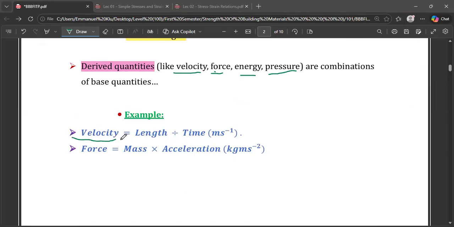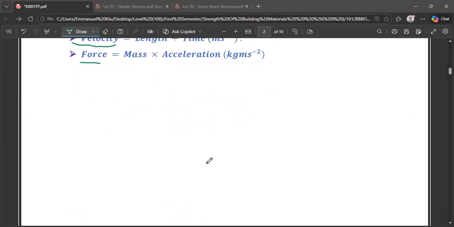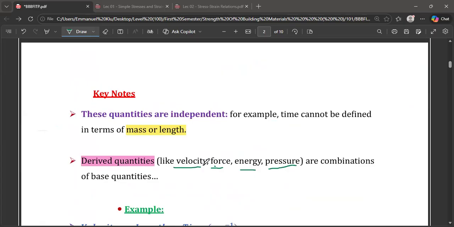Example, velocity is equal to length divided by time, as I just discussed to you, and as I told you, force is also equal to mass times acceleration. Okay, good. Please, at this point, I want to take some few questions. Does anyone have any question to ask before we proceed?